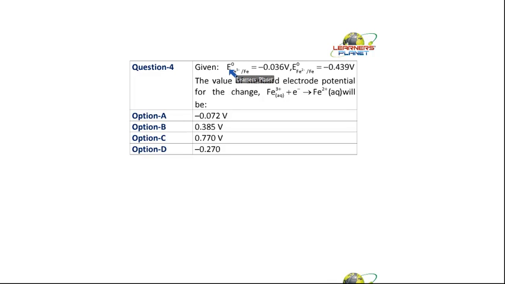Given standard reduction potential, you must know E naught for Fe3+ to Fe is minus 0.036 volts, right? So what is given? The reaction will go like this: Fe3+ plus 3 electrons gives Fe, and the reduction potential is given as minus 0.036 volts. This is E naught.